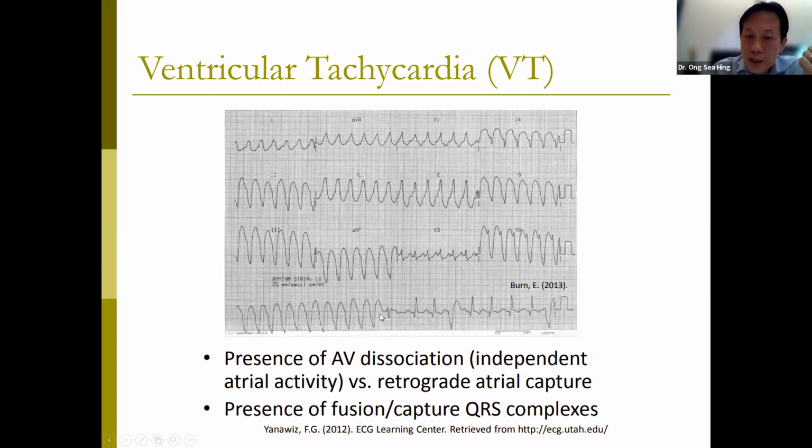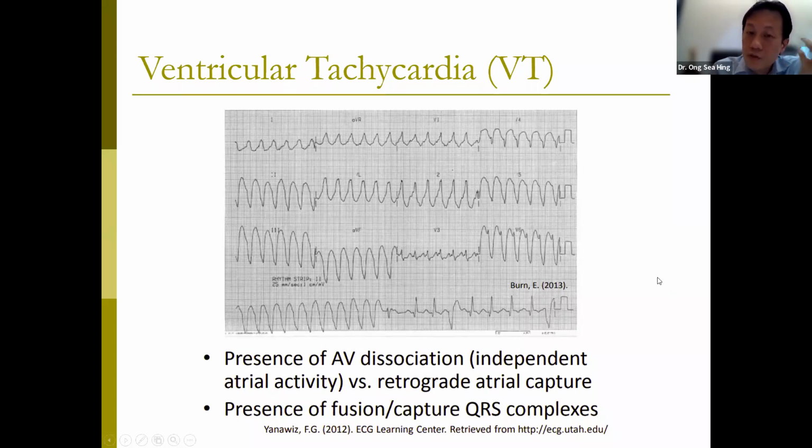And what tells us that there is atrioventricular dissociation? There are some clues. Basically, you can see P waves that move in and out of QRS complexes, or you see capture waves or capture QRSs or fusion QRSs. So this is a normal QRS coming out from the wide complex tachycardia. You get some normal QRS complexes, and then you get this complex, which is a fusion of the wide complex and the narrow complex.